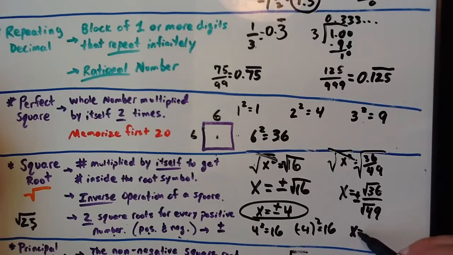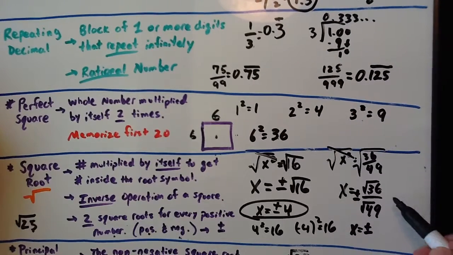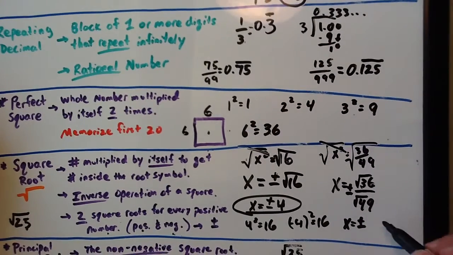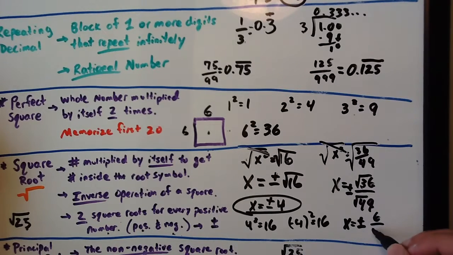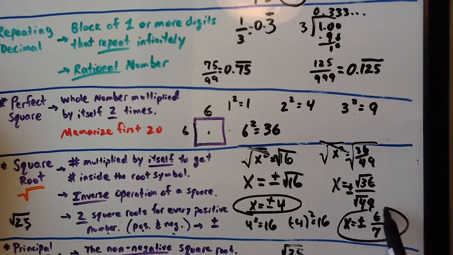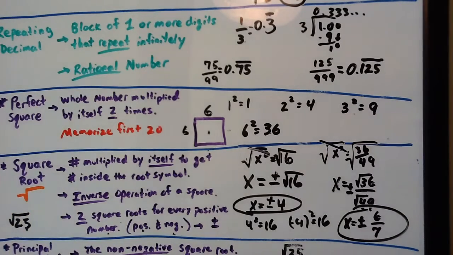And so x is equal to positive or negative. What's the square root of 36? That would be 6, right? And on the bottom, square root of 49 would be 7. So my solution here would be positive 6/7 or negative 6/7.